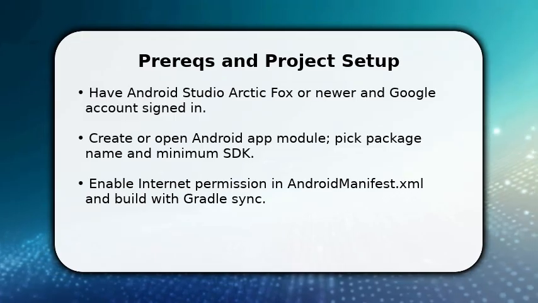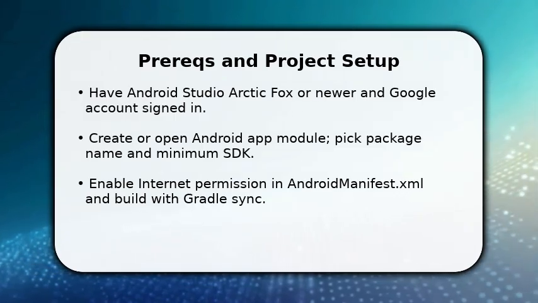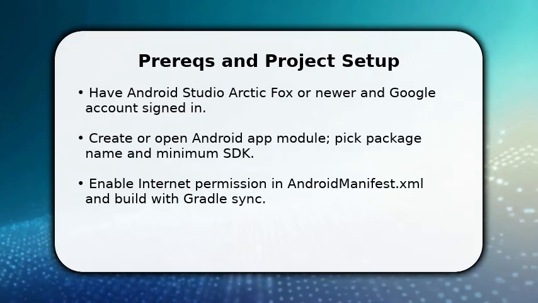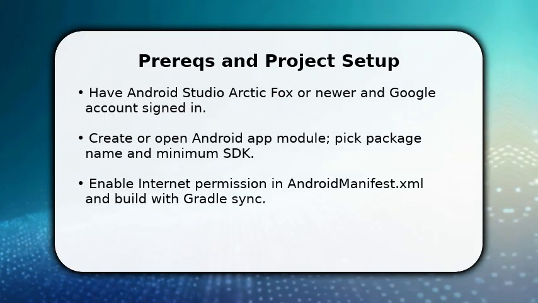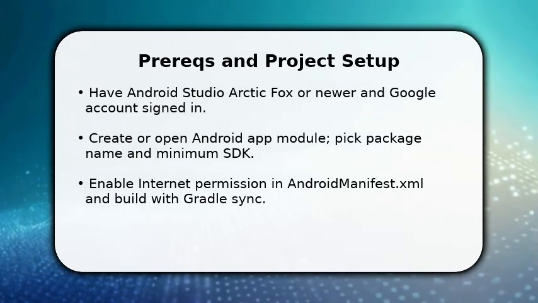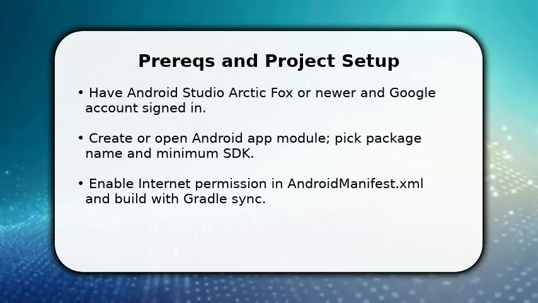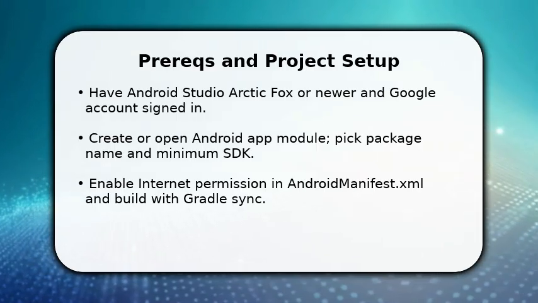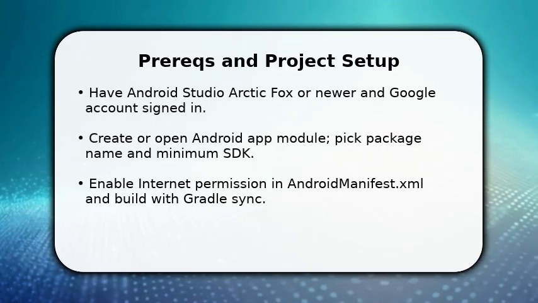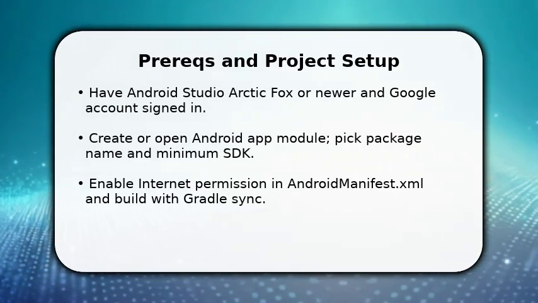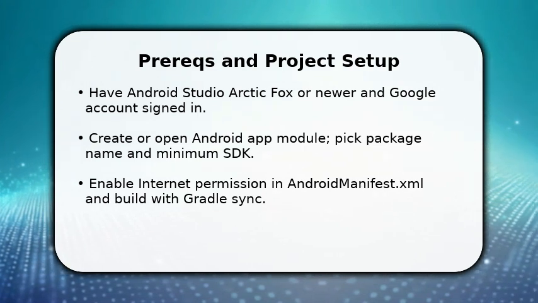Enjoy the video. You start by preparing the project. Open Android Studio and sign into your Google account so Firebase can link to it. Once done, create or open the Android app module and confirm the package name and minimum SDK you want. Make sure to add internet permission in Android Manifest.xml and run a Gradle sync so dependencies resolve. This avoids build errors later. This gets the environment ready and the project recognized by Firebase when you add the app in the console.